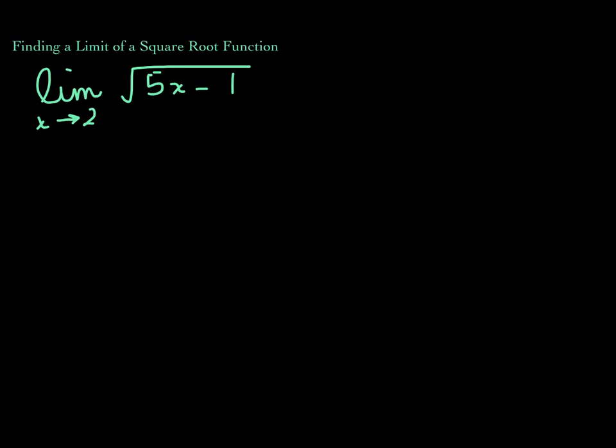Using the rules that we've been going over, this is equivalent to the limit as x approaches 2 of 5x minus 1, and then all of that raised to the power of 1/2, right? So a square root function can be rewritten using a rational exponent. Now, this follows from your rules from exponents that you probably learned in your algebra class.